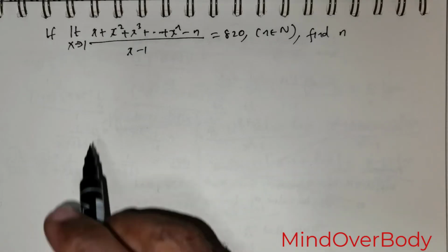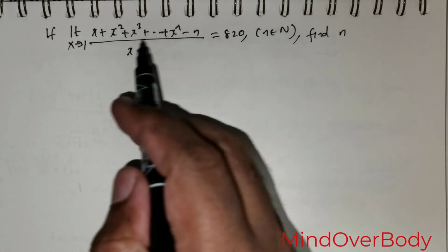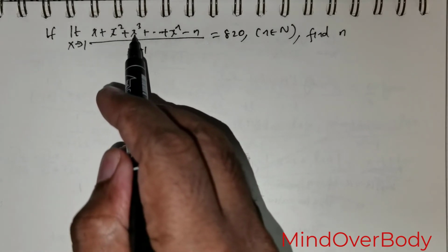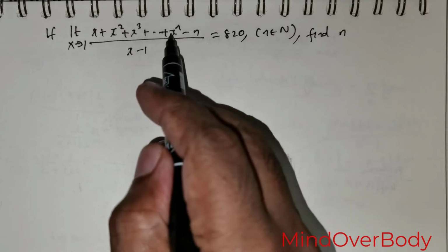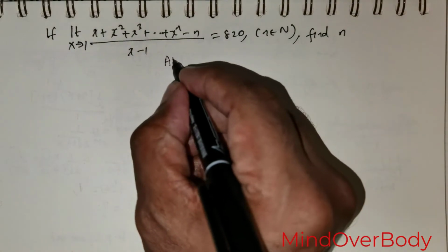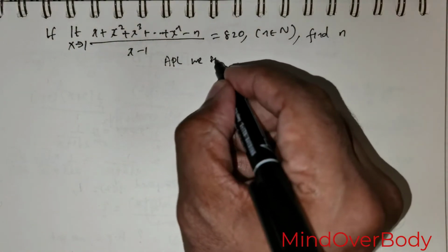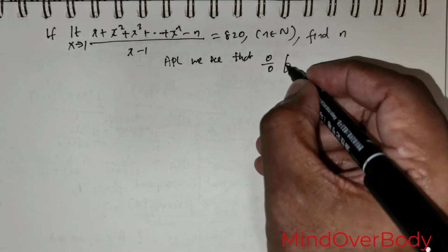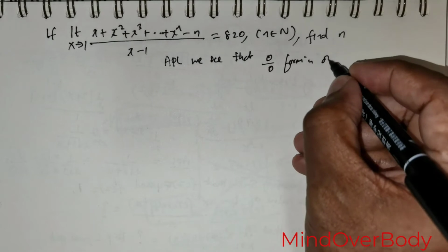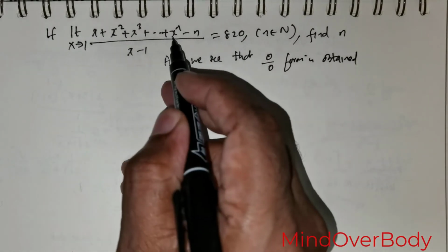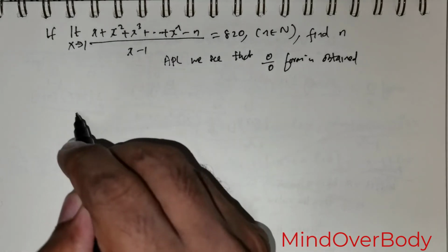Students, we are given the question: we are expected to find the value of n, given that the limit as x tends to 1 of (x + x^2 + x^3 + ... + x^n - n) divided by (x - 1) is given to be 820. Now applying limits, we see that a 0/0 form is obtained, because x^n tends to 1 as x is tending to 1.